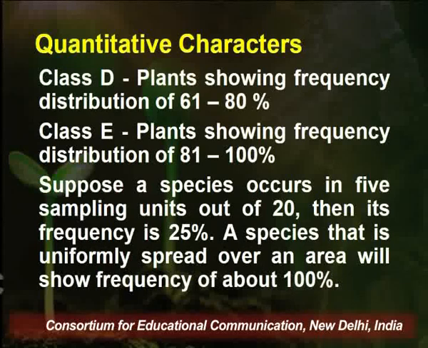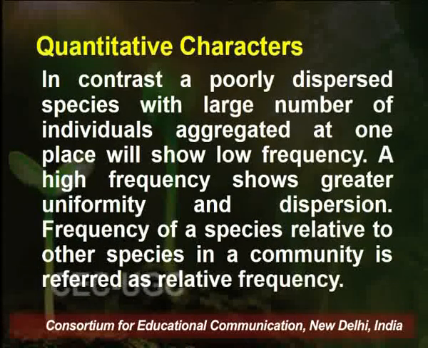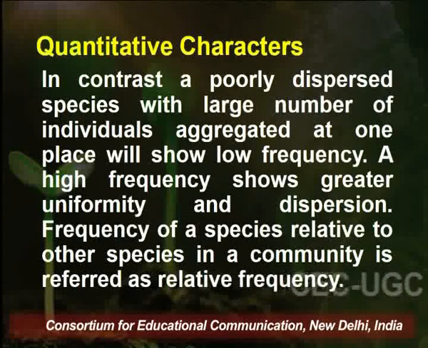Suppose a species occurs in 5 sampling units out of 20, then its frequency is 25%. A species that is uniformly spread over an area will show a high frequency, because obviously it is more in number and it is showing its presence in all the sampling units which are present in a community. In contrast, a poorly dispersed species with a large number of individuals aggregated at one place will show low frequency.